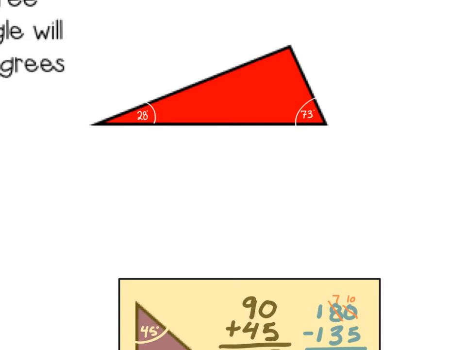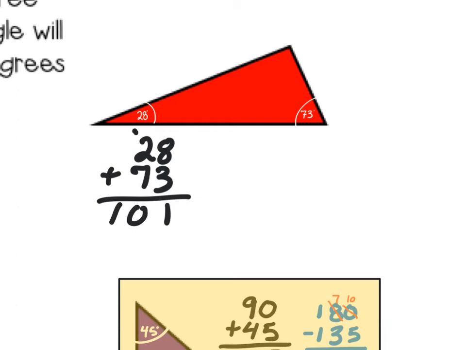So let's go ahead and plug that in. We've got 28 right there plus the 73. And that's going to give us a grand total of, 8 plus 3 is going to give you 11. Drop your 1, carry your 1. And 1 plus 2 is 3, plus 7 is going to give you 10. So drop that 10, and right there you've got 101 degrees for these two angles combined.